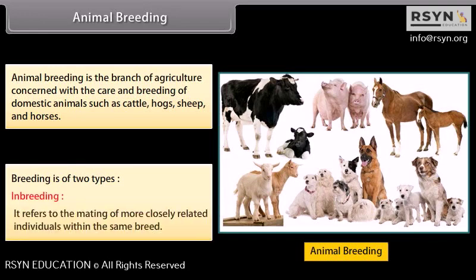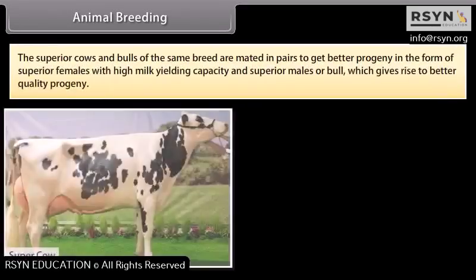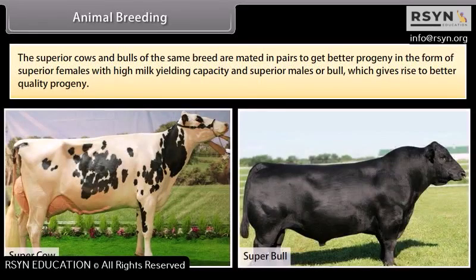Inbreeding. It refers to the mating of more closely related individuals within the same breed. The superior cows and bulls of the same breed are mated in pairs to get better progeny in the form of superior females with high milk yielding capacity and superior males or bull, which gives rise to better quality progeny.